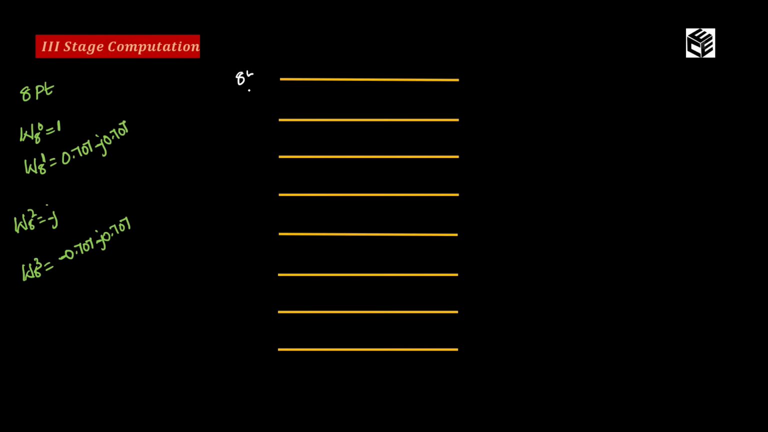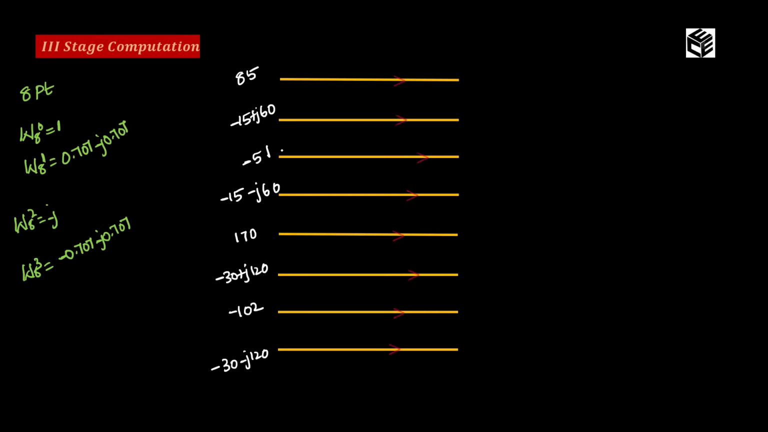The answers are 85, minus 15 plus j60, minus 51, minus 15 minus j60, 170, minus 30 plus j120, minus 102, minus 30 minus j120. Okay, this is an 8-point sequence.